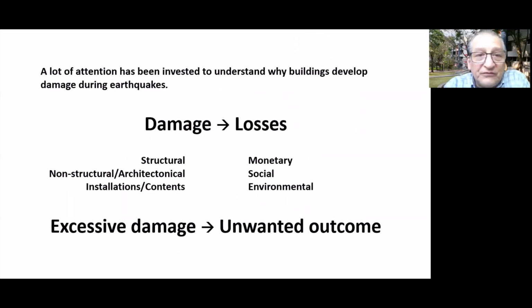So we have paid a lot of attention to understand why buildings develop damage during earthquakes, because damage translates to losses. And this is kind of complicated because a lot of things get damaged inside our buildings during an earthquake, and losses can be expressed or computed in many different ways. But one thing we can say for certain is that excessive damage is what is leading us today to the unwanted outcomes that we have every time our built environment is subjected to intense ground motions.